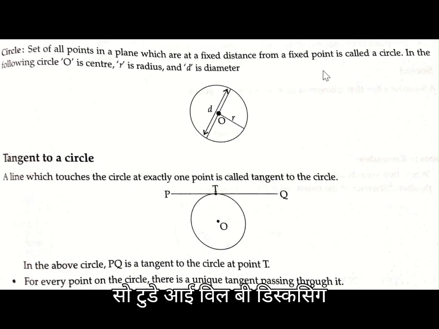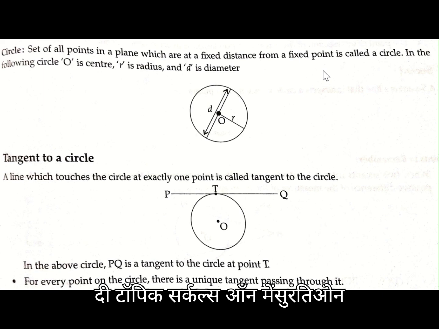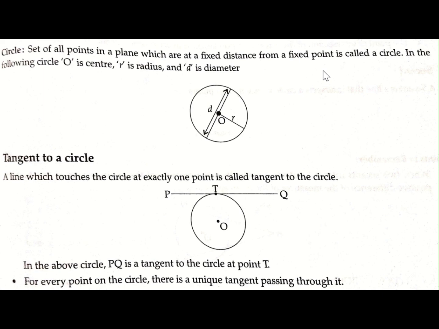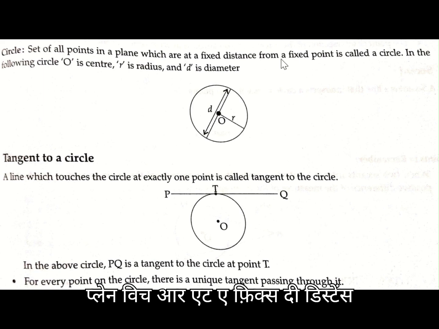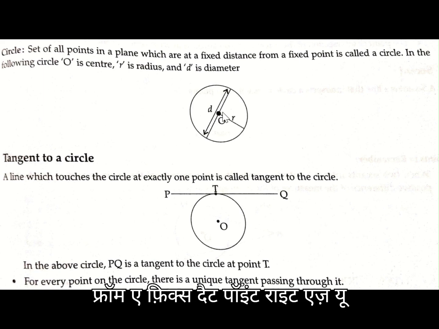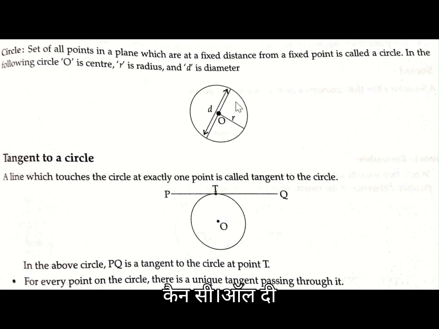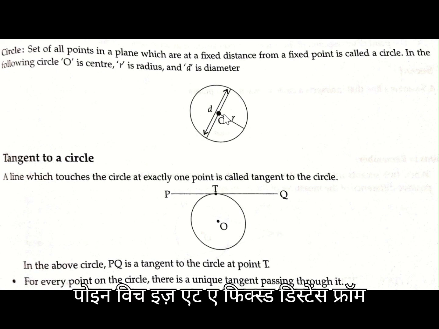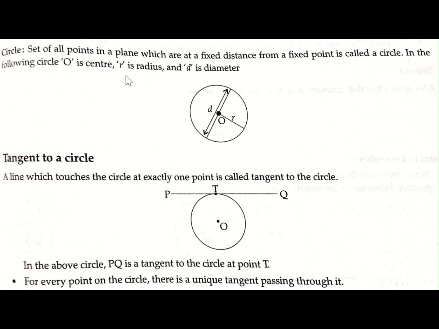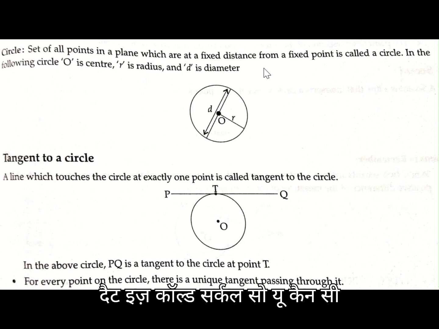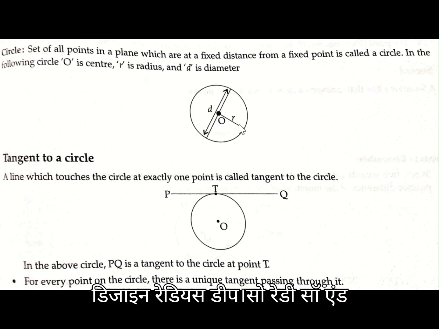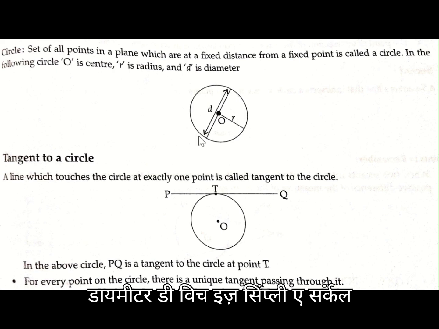So today I will be discussing the topic circles on mensuration. A circle is a set of all points in a plane which are at a fixed distance from a fixed point. If I join all the points which are at a fixed distance from its center, I will get a circle. It has a radius r and diameter d.